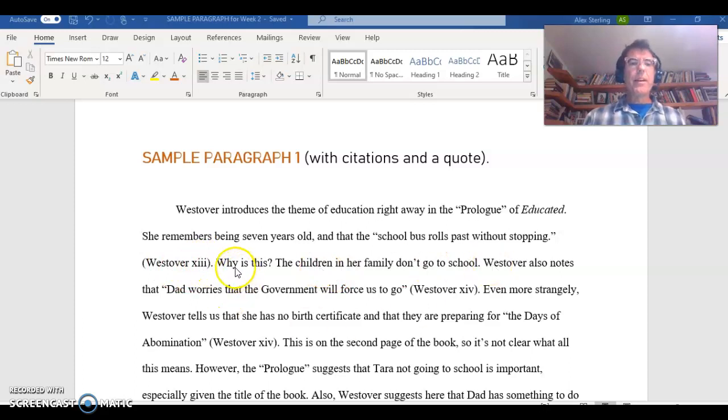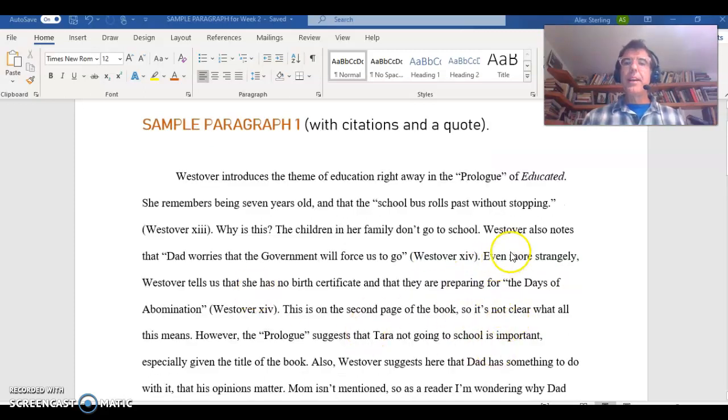Let's keep going. "Why is this? The children in her family don't go to school. Westover also notes that, quote, 'Dad worries that the government will force us to go,' unquote." And then again, I have the author's last name and the page number in parentheses. You're going to do this all semester. You're going to give citations at the end of a sentence, in parentheses: author's last name, page number. And you're going to do that in your writing practice.